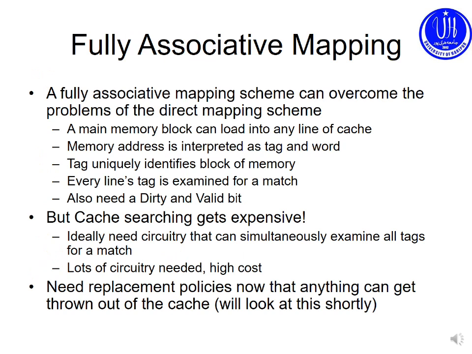So fully associative mapping can overcome this problem of direct mapping, which is thrashing. A memory block can load to any line, and the memory address is interpreted as tag and word. Now there is no least significant line part, just tag and word. This is the memory address. The tag uniquely identifies a block of the memory. Every tag is examined for a match. So we need dirty and valid bits. Dirty means the data has been changed in the cache, and valid means it is not changed in the cache. So these bits are also important in associative mapping.